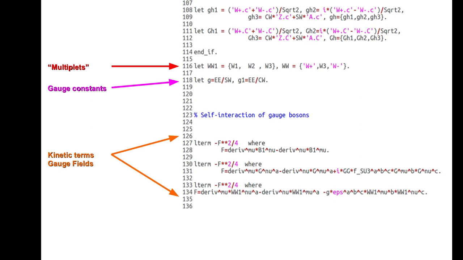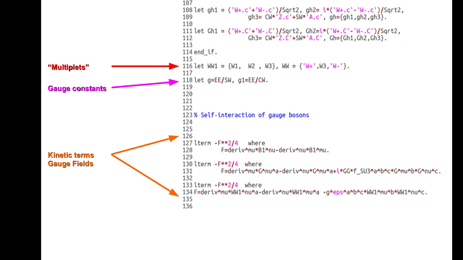And in line 118, you define the gauge couplings. So you already have to know how the gauge couplings are related to the constants in your theory. So you define them in that line. Any questions so far? Fine, okay.